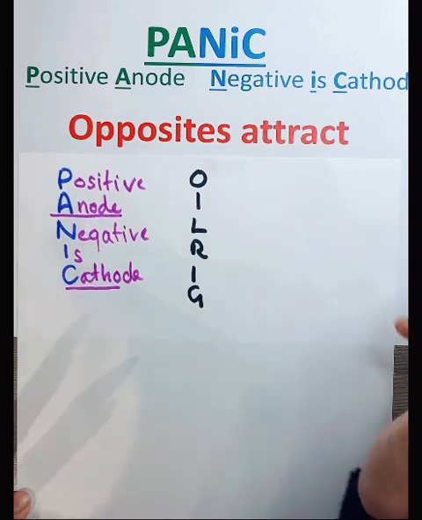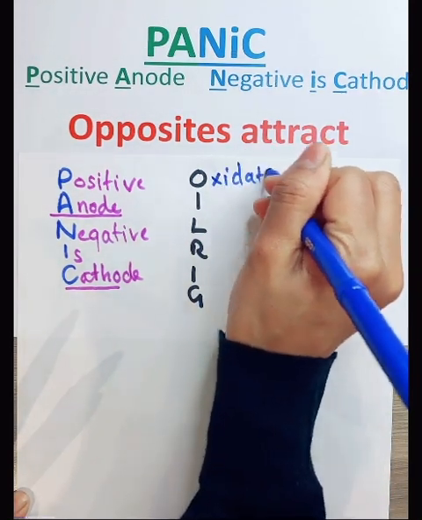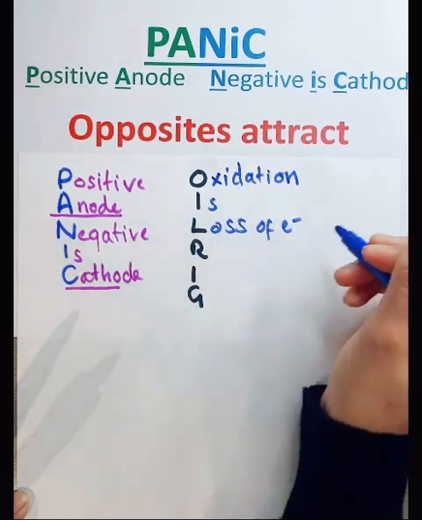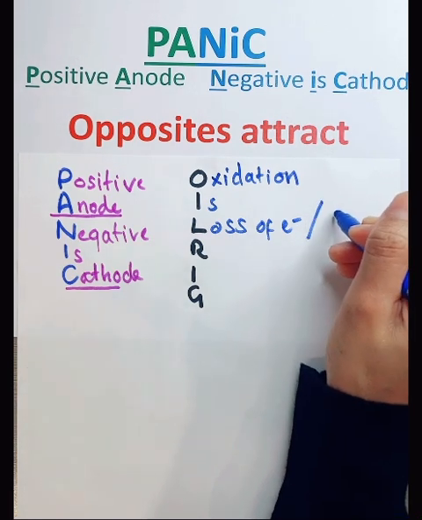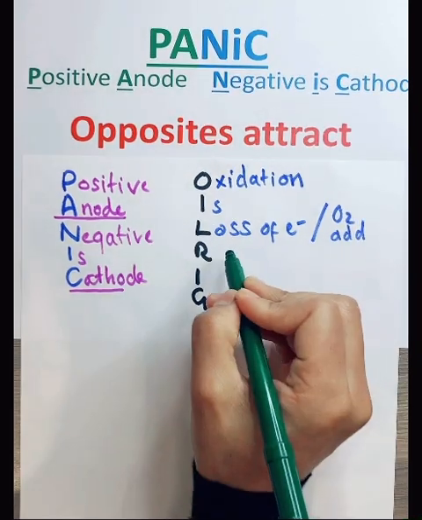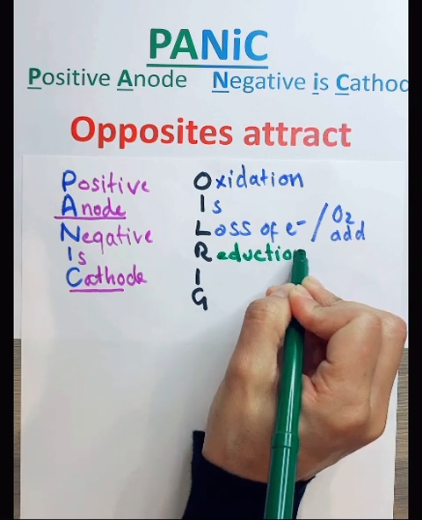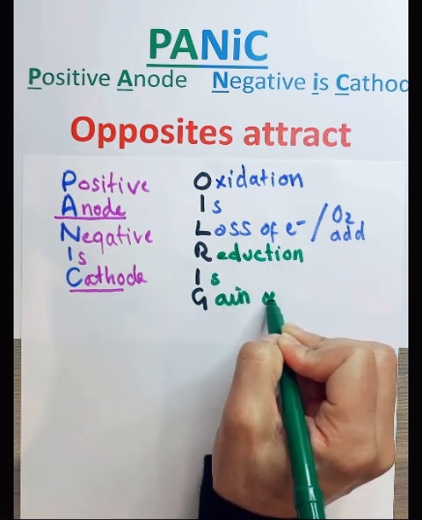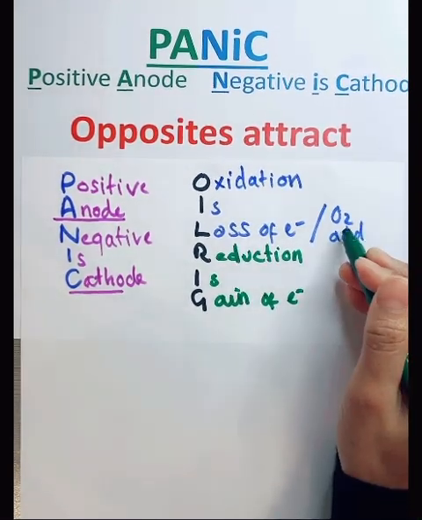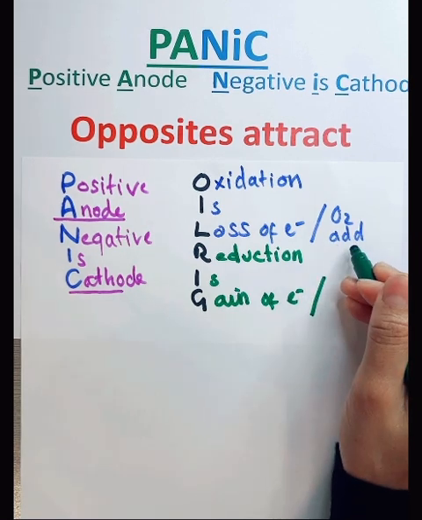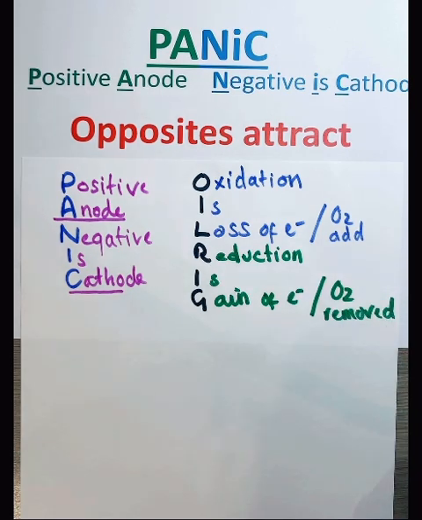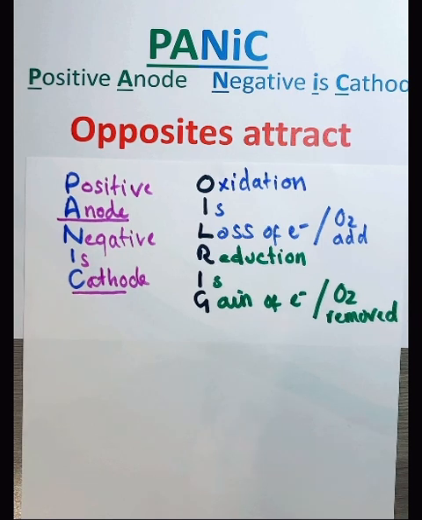You also need to know OIL RIG. OIL RIG, oxidation is the loss of electrons. And if something's been oxidized, it has also had oxygen added to it. Reduction is the gain of electrons. So if something gains electrons, it has been reduced. And then it will be the opposite of this. If oxygen is added for oxidation, oxygen is removed for reduction. And you need to know this because you need to state what happens at each electrode.